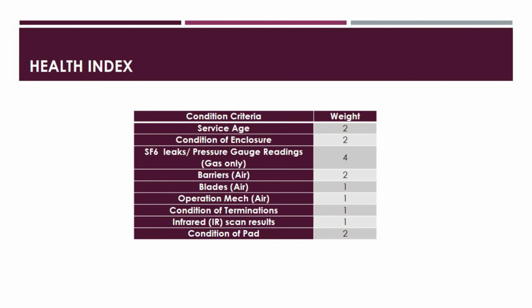And as you can see here, we gave a weight of 2 for service age, condition of enclosure, barriers for air type switchgears, and the condition of the pad. Now the rest are of lesser importance, which is the blades and the operation mechanism for the air switchgear, the condition of terminations, as well as the IR scan results. These are of less importance, and so we assigned a weight of 1 to them.